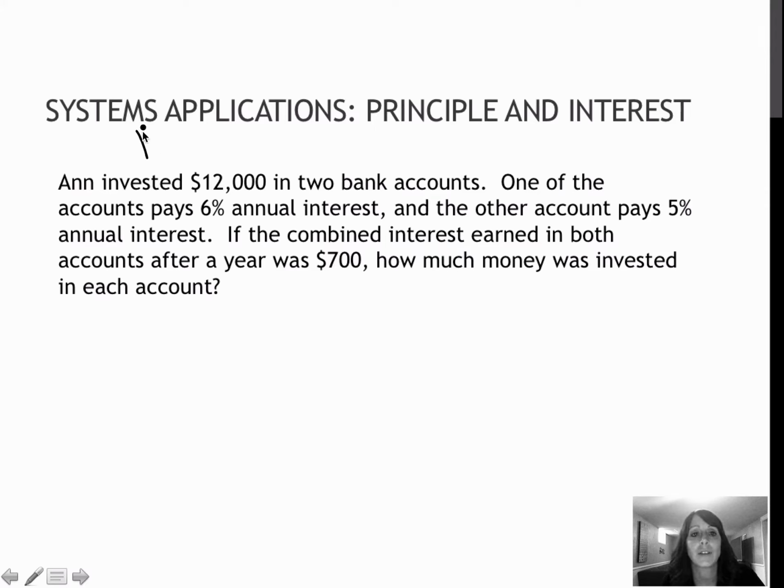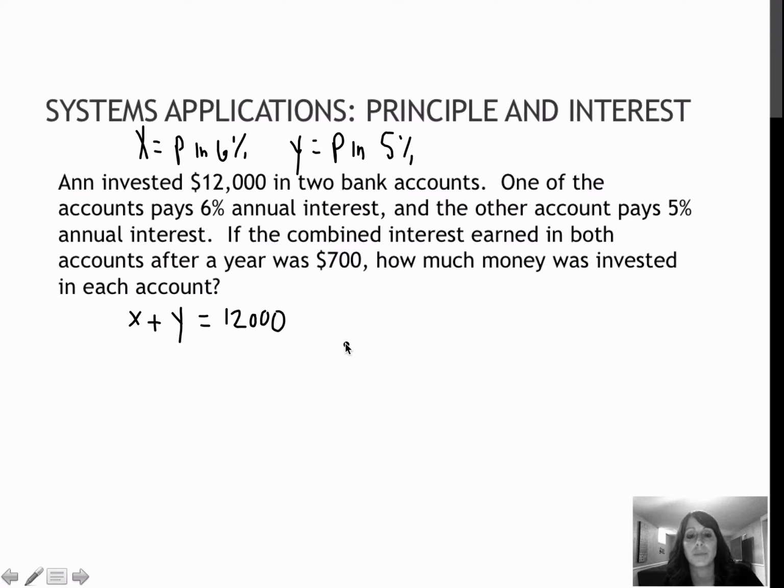So I'm going to let x represent the principal in the 6% account, and I'm going to let y represent the principal in the 5% account. Then I'm going to read over the questions again to try to create two equations so that I could solve using graphing, substitution, or elimination. So she invested a total of $12,000 into accounts. So if x represents the principal in the 6% account and y represents the principal in the 5% account, those two values should add up to $12,000.